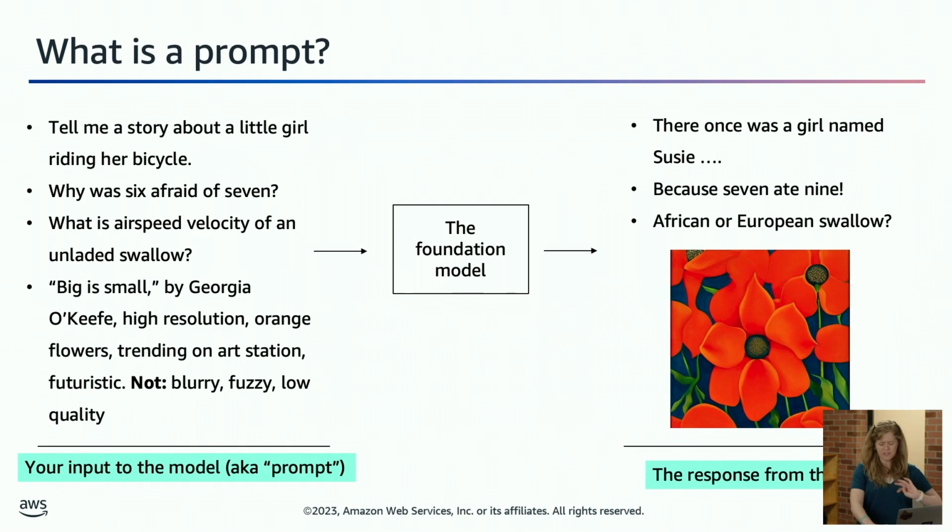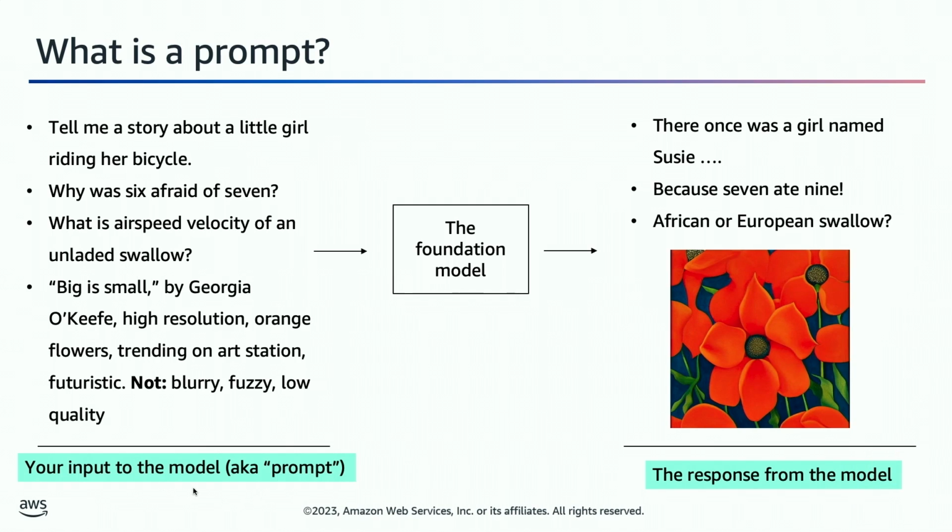So first off, let's say we're new to this. What is a prompt? Let's see if we can just understand a prompt here. A prompt is really your input to the model. Your prompt is what you are sending to the model. We used to call this an inference request. You can call this a payload if you're thinking about it as an API call. But in any case, it's what you send to the model.